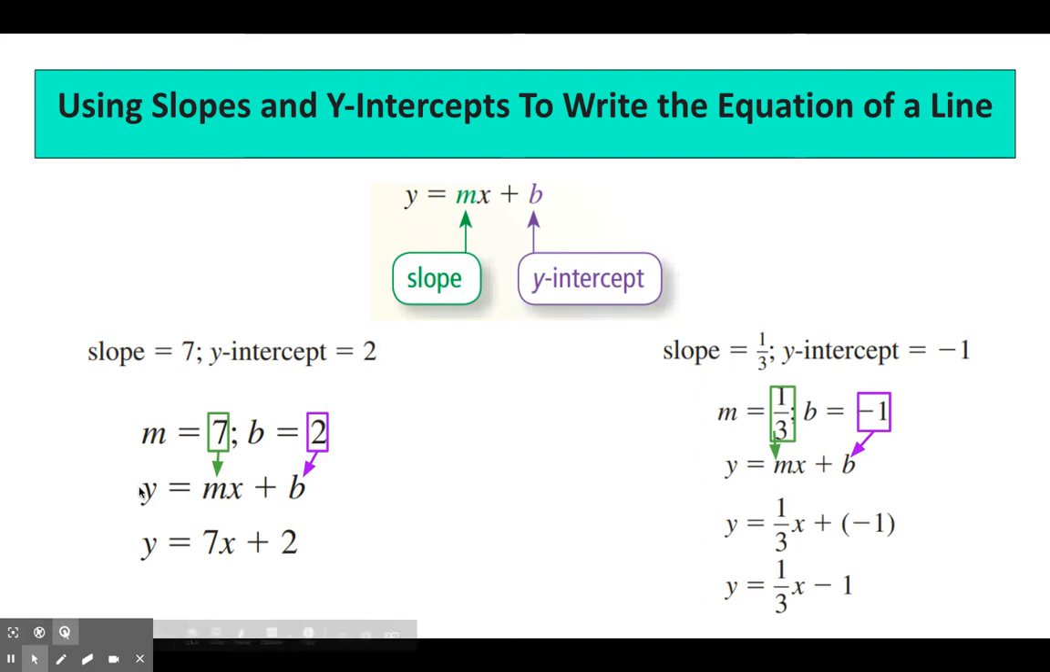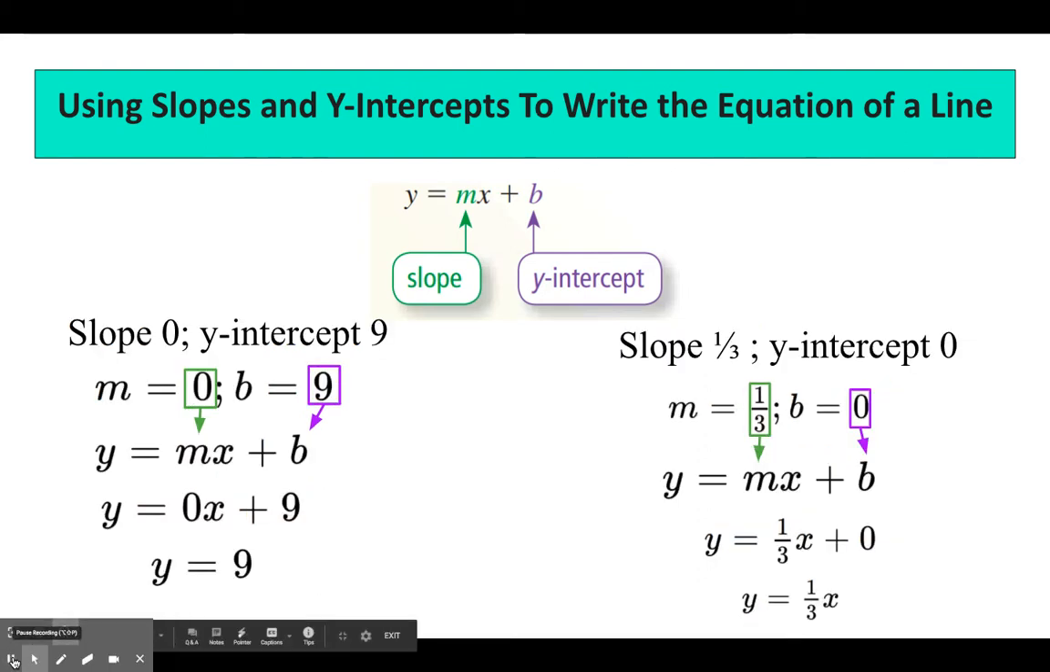So looking at our first equation here, y equals 7x plus 2 tells us our y-intercept is at 2. So we know it crosses the y-axis at 0, 2, and it's going to go up 7 over 1. Here, if our slope is 1/3, we know that's going to be our m going right out in front of the x, and our y-intercept is negative 1. So it's going to be y equals 1/3 x minus 1. Okay, so we can write the equation of a line if we know the slope and the y-intercept.